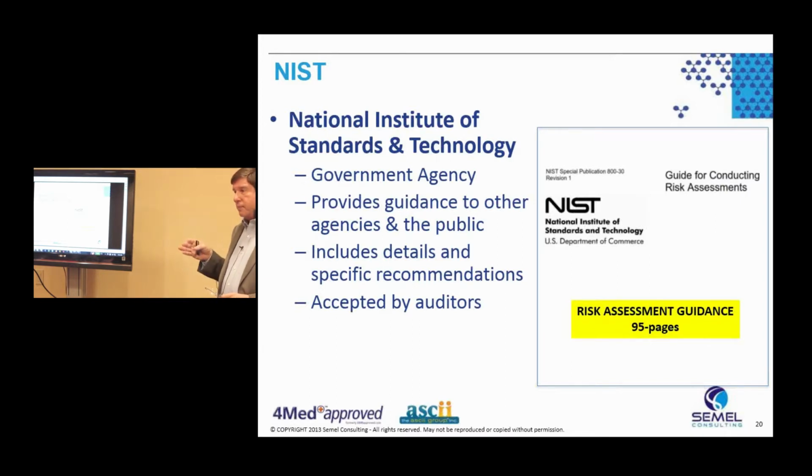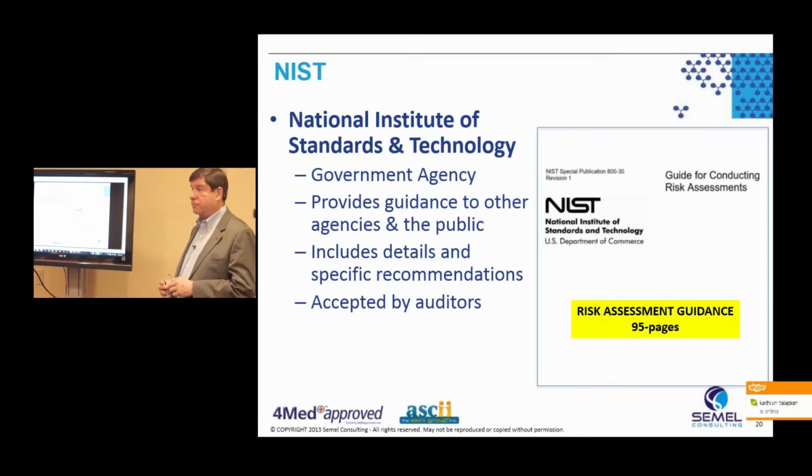So HIPAA will say you have to protect your devices from malicious software, period. What does that mean? NIST will have the guidance about the type of software that you would put onto a device. HIPAA doesn't say, for example, that you have to have a firewall. You're not going to find firewall in HIPAA. But when you look at the NIST guidance, you'll be able to find the details of the type of protection you need at the perimeter of a network. In this case, NIST has a guide for conducting risk assessments, and it's 95 pages.